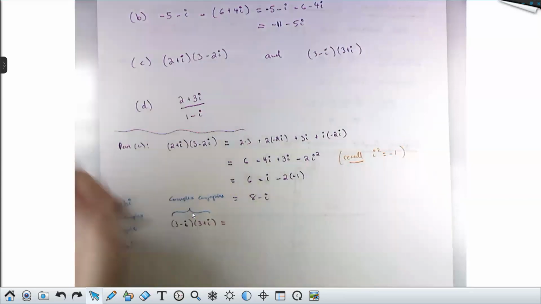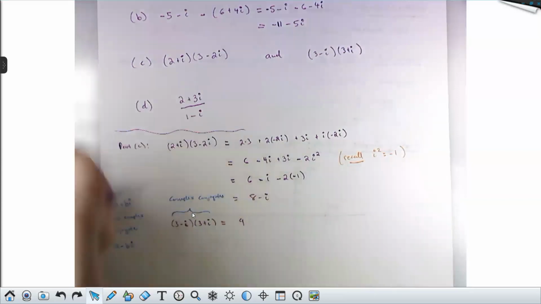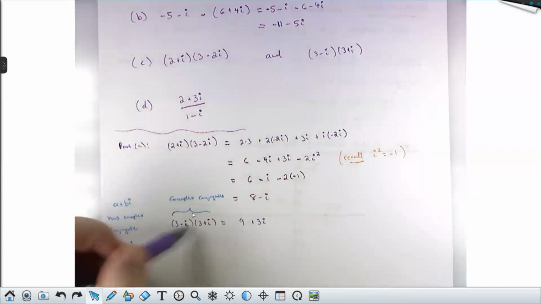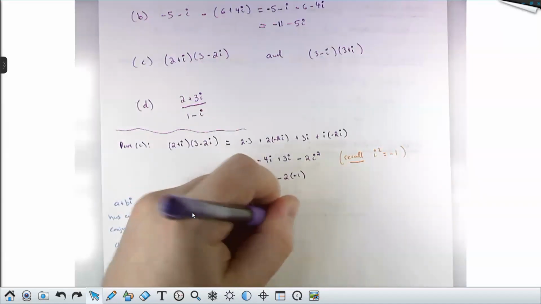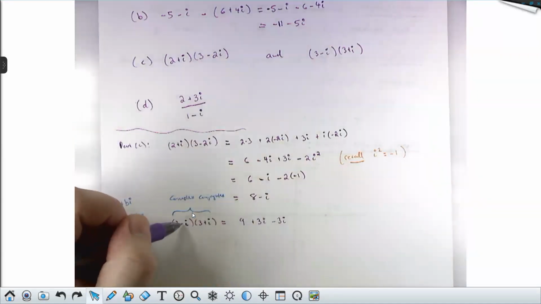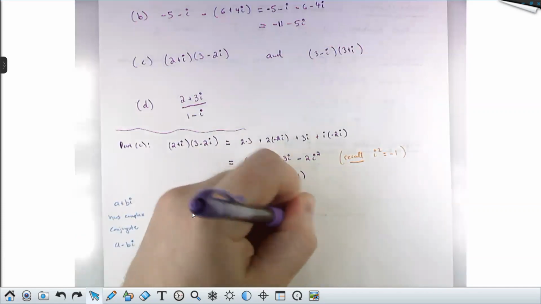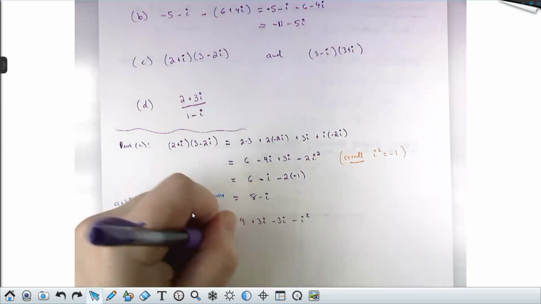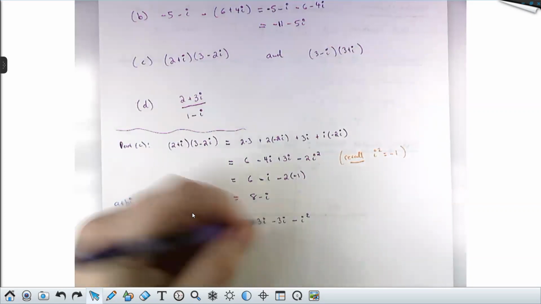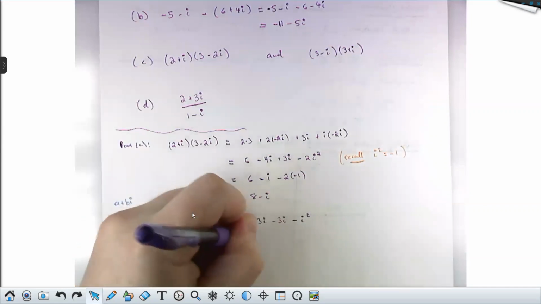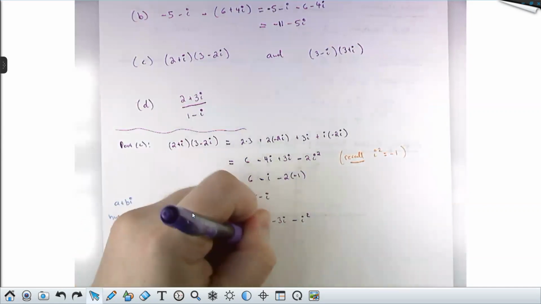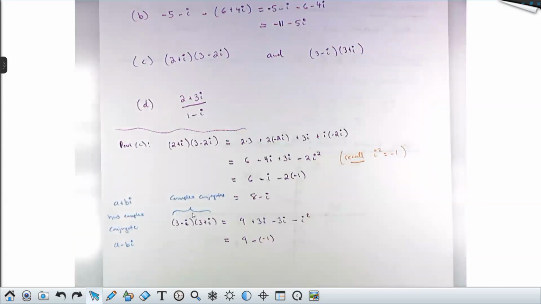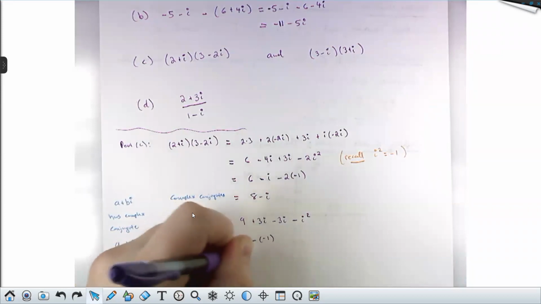So if we FOIL, we have 3 times 3, which is 9, plus 3i, those are your outers, minus 3i, those are your inners, and then negative i times positive i is minus i squared. And the neat thing here is that the middle terms cancel, they add up to 0. So you get 9 and then minus negative 1, because i squared is negative 1, which is 9 plus 1, which is 10.